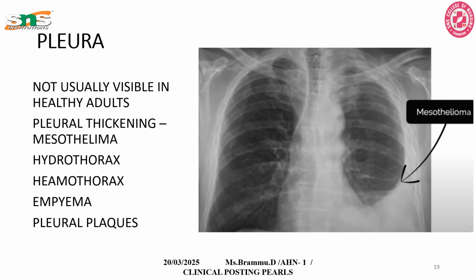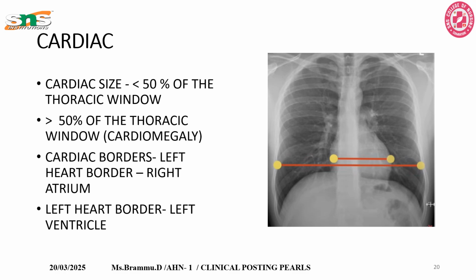and the pleura. So here, the pleural space which we are going to see is normally not thickened, but in a disease condition such as mesothelioma, hydrothorax, hemothorax, empyema or pleural plaques, you can see the missing of the angle, that is the costovertebral angle.